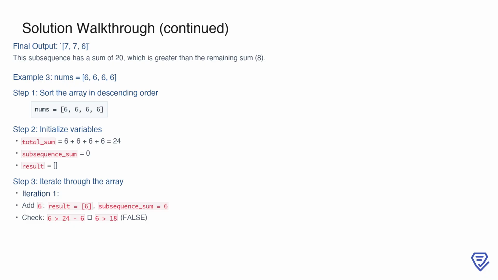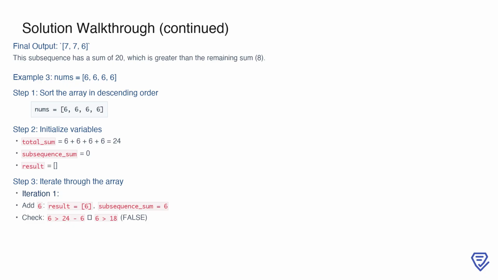Now, for our third example, the input array is nums equals 6, 6, 6, 6. As usual, we start by sorting the array in descending order. Since all the elements are identical, the sorted array remains nums equals 6, 6, 6, 6. Moving forward, we initialize the variables. The total_sum is 24, calculated by summing all elements. We set subsequence_sum to 0 and initialize result as an empty list.